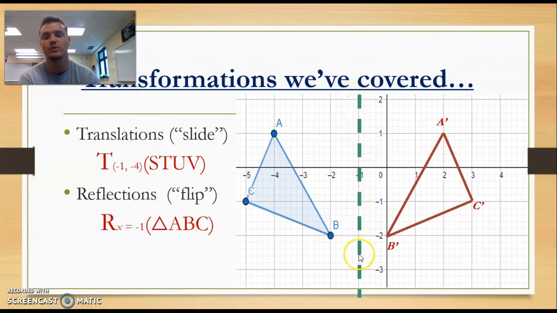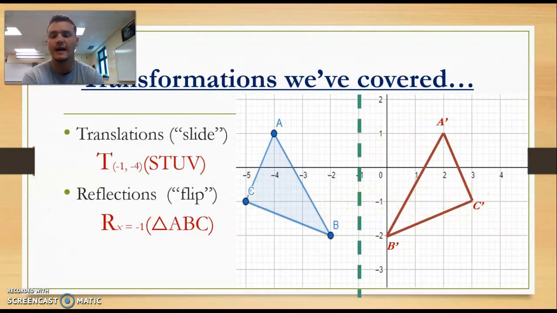Then when you're performing a reflection, all you have to do is take each point, count how many units it is to the line of reflection. So in this case for A, it's 1, 2, 3 units. And then we do the same number of units on the other side of the line. So we'd go 1, 2, 3. Same with C, we'd go 1, 2, 3, 4, 1, 2, 3, 4.